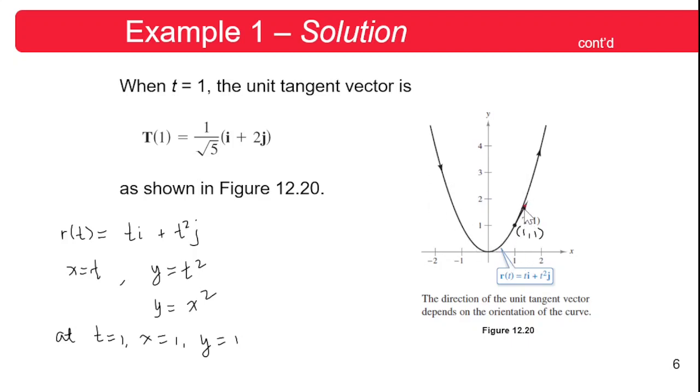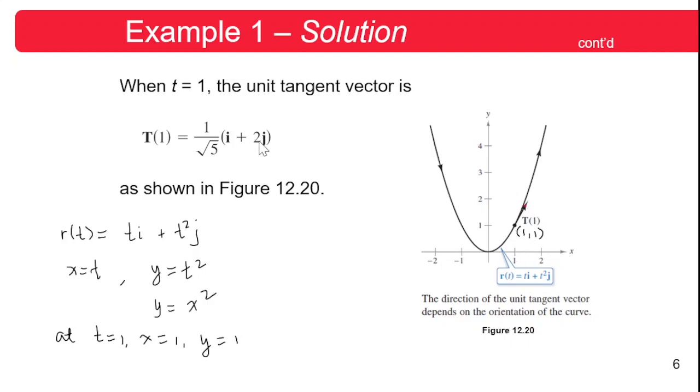So we need to sketch the unit tangent vector when t is equal to 1. So at t equal to 1, the x and the y coordinates are both equal to 1. So this is the initial point of the vector. And since the unit tangent vector has these coordinates, 1 over square root of 5 and 2 over square root of 5, 1 over square root of 5 is approximately 0.44. So from x equals 1, you scale 0.4 units. Okay, so this is when x is 0.4.